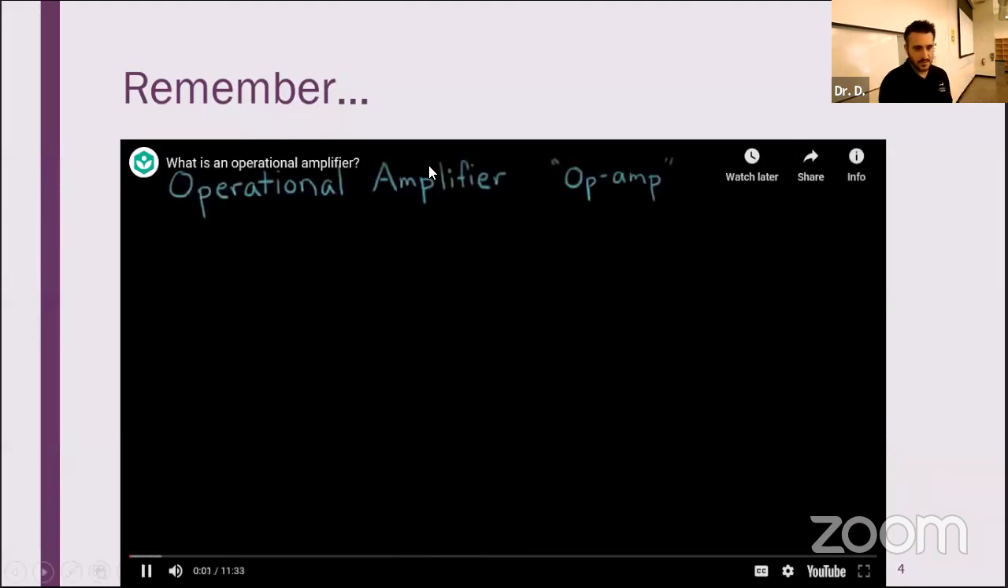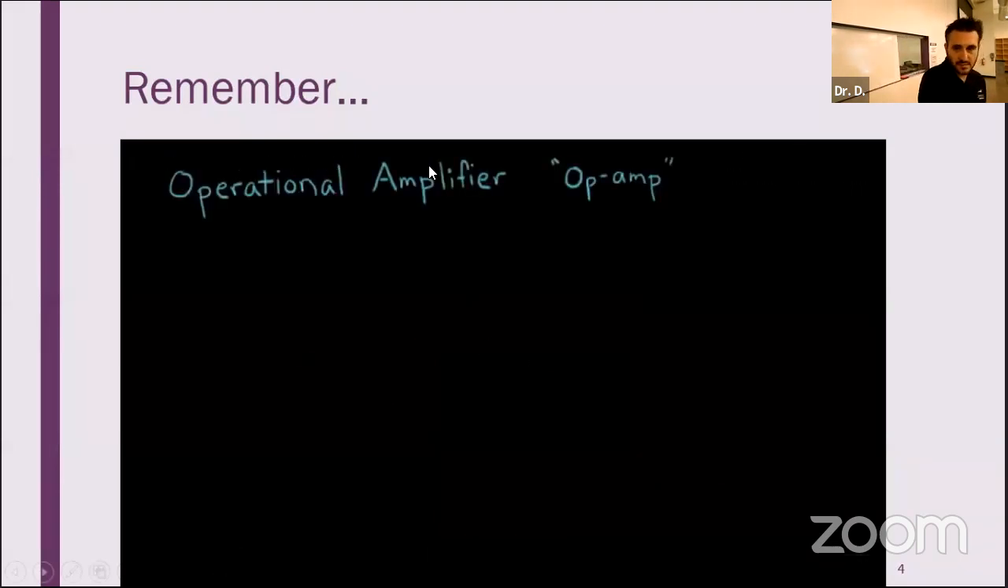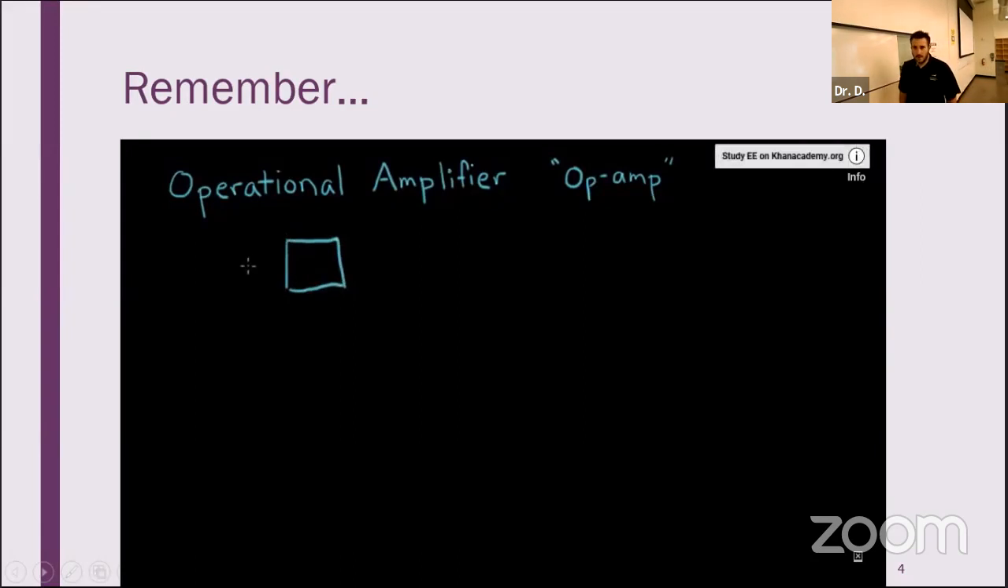We're going to talk about the operational amplifier, or op-amp for short, and this is the workhorse of all analog electronics. The operational amplifier, it's a type of amplifier. An amplifier is anything that you put an electronic signal in, and you get out a larger version of the signal. So this would be an amplifier with some sort of gain.